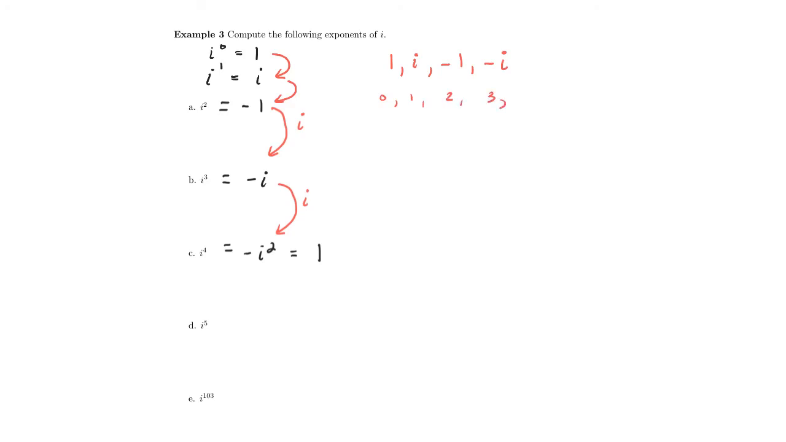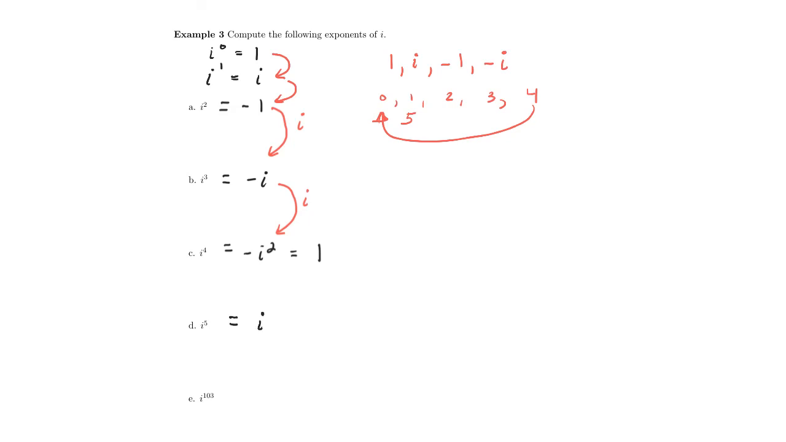And what do you know? The exponent of 4 loops right back here and gives us 1. So using that logic, I know i to the 5th should be i. That makes sense. If 4 takes us back to 0, then 5 is going to match up with what we get at 1, and what do you know? That's equal to i.